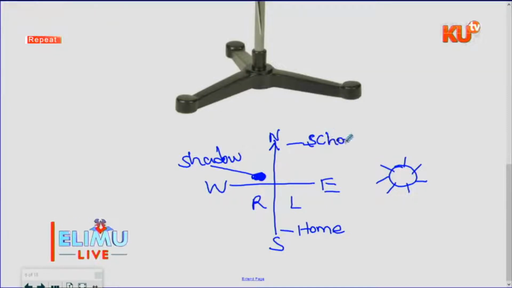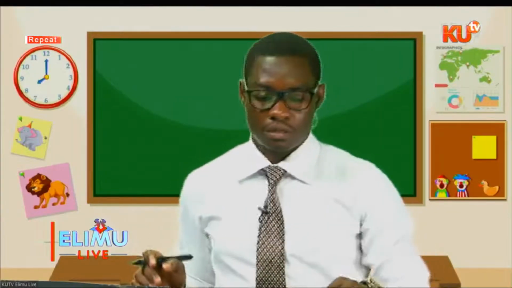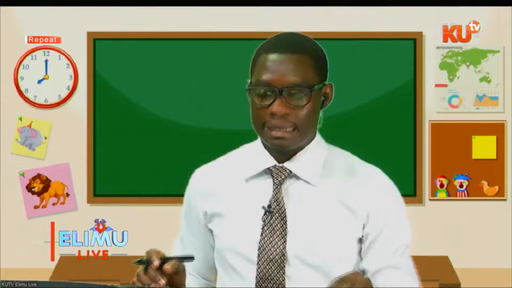So we have school towards the northern side. Now you answer your question. The question is, what was the direction of the school from home? So this person was walking from south to north. So the direction of school from home, you go where we have home, and the direction is towards the northern part. So that is how best you can answer such a question.